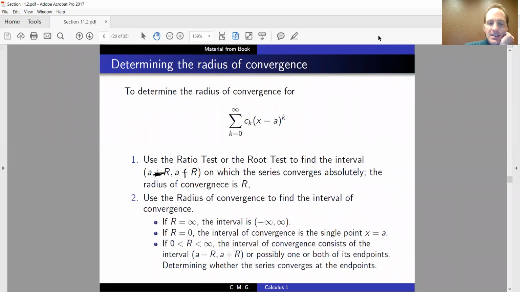And then for the interval of convergence, I need to actually check the endpoints of that interval. So if the radius of convergence is infinity, my interval of convergence is minus infinity to infinity. If the radius is 0, then the interval of convergence is just x equals A. And if the radius is finite, not 0 and not infinity, the interval of convergence is this interval, maybe including the left endpoint, not the right, including both endpoints, not including left, or including right. So you have to check the endpoints to determine whether it's convergent at the endpoints as well.